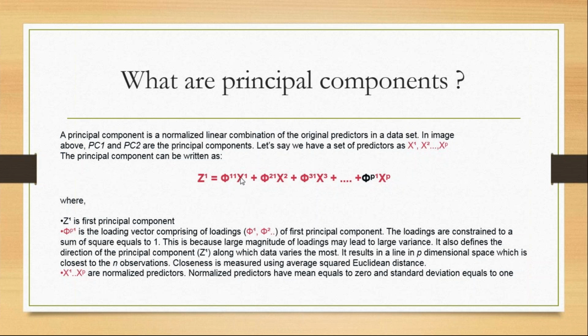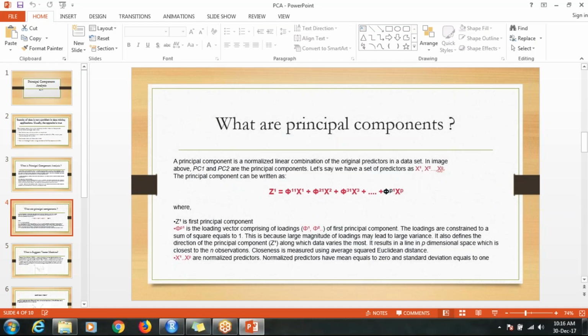So here, as you can see, x1, x2, and so on are my normalized predictors. Normalized predictors have mean 0 and standard deviation 1, which is my z-score or z-scale normalization. So let us now take a case study and try to understand.